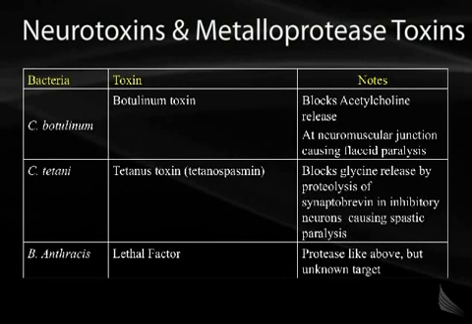Neurotoxins and metalloprotease toxins include Clostridium botulinum, the botulinum toxin. This is key. It's what people use for Botox. The toxin blocks acetylcholine release at the neuromuscular junction that causes flaccid paralysis and not so many wrinkles. Clostridium tetani has a tetanus toxin, which is also tetanospasmin, which blocks glycine release by proteolysis of synaptobrevin. This is in inhibitory neurons and it causes a spastic paralysis. So Clostridium botulinum causes a flaccid paralysis, Clostridium tetani causes a spastic paralysis. In Bacillus anthracis, there's a lethal factor, which is a protease like above, but it's an unknown target.